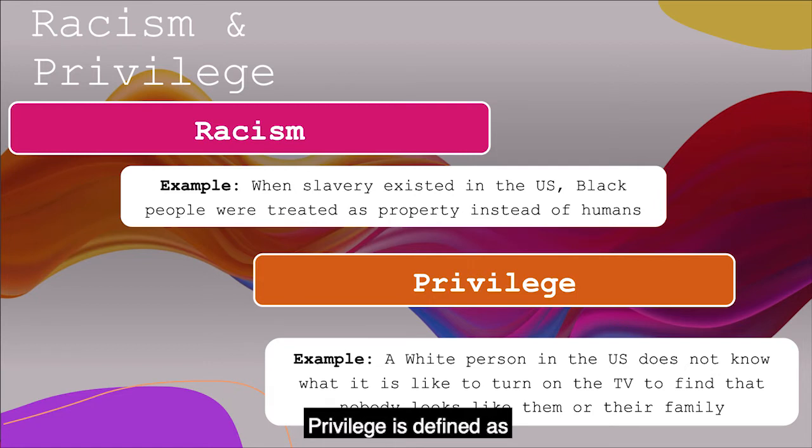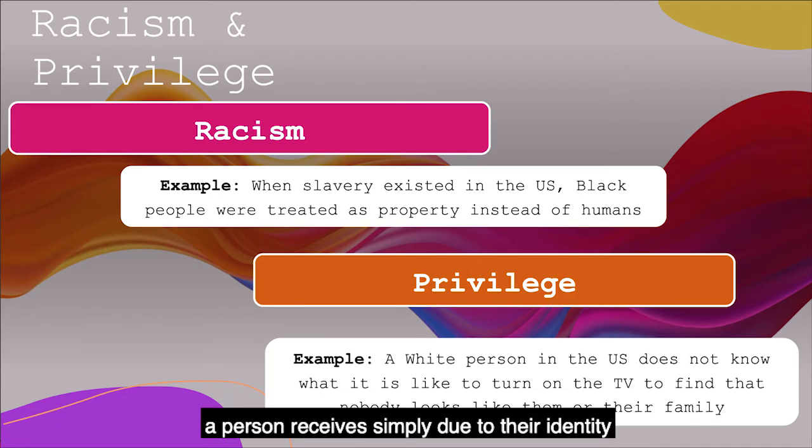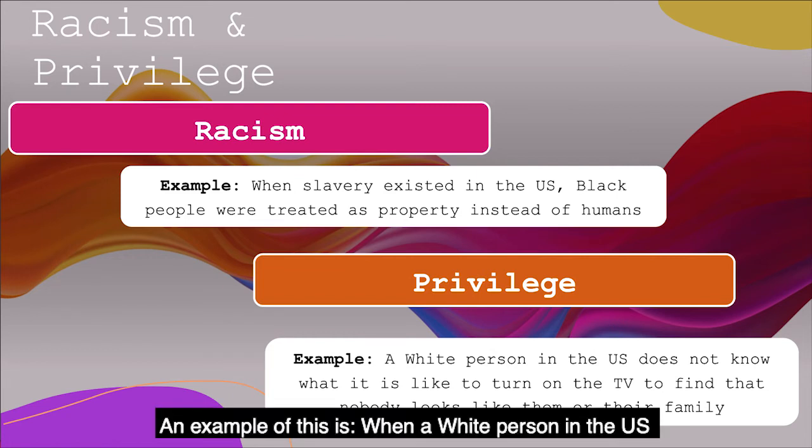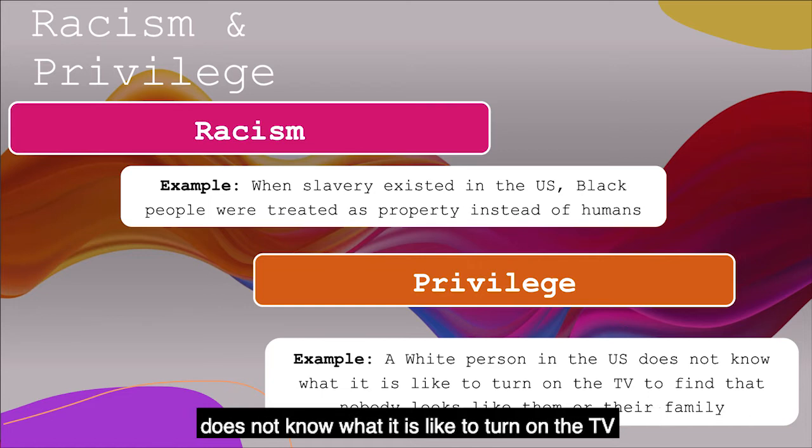Privilege is defined as the advantage of unearned benefits a person receives simply due to their identity or to their belonging to a favored group. An example of this is when a white person in the U.S. does not know what it is like to turn on the TV to find that nobody looks like them or their family.